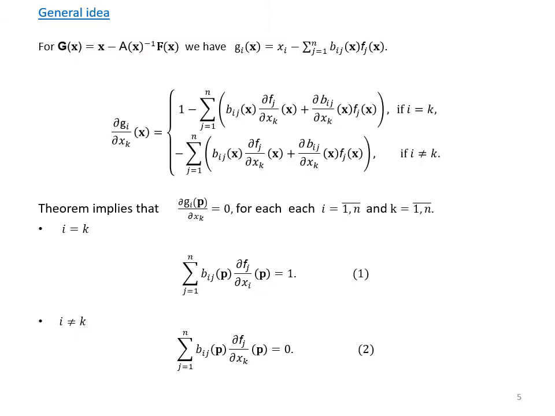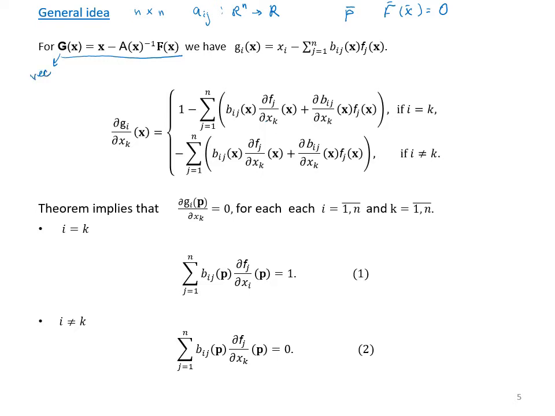Let me explain how this theorem works. So we have matrix A, n by n, where every element is a function from n-dimensional real-valued space to one-dimensional real-valued space. Also, we assume that matrix A is non-singular near the solution p of the equation f(x) equals 0. So what we have here is a vector form of our equation.